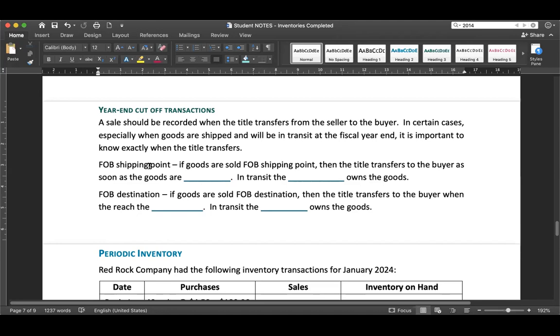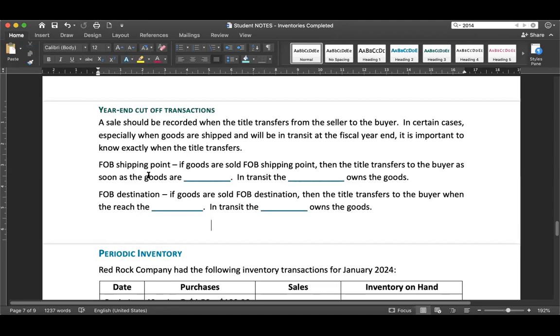And so it's important to understand, when does the ownership of inventory transfer from the seller to the customer? And this is especially important around year end, because at year end, we need to record inventory as an asset, and that inventory account should include all of the inventory that the company owns, regardless of where it is.